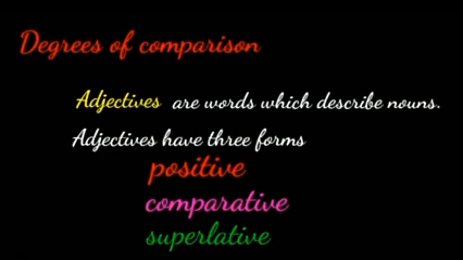Then, we move to the superlative degree, children. The superlative form is used for comparing three or more persons or things within a group. For example, my sister is the tallest girl in her class. Here, tallest is the superlative degree because sister was compared with more persons.